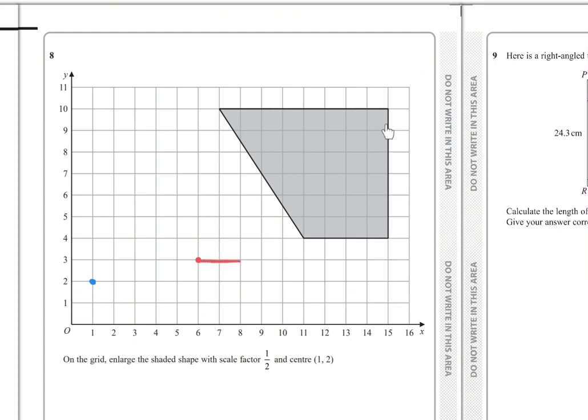And this side 6 up, so 3 up. This side 8 to the left, so 4 to the left. Divide by 2. Then join. So this is the image.